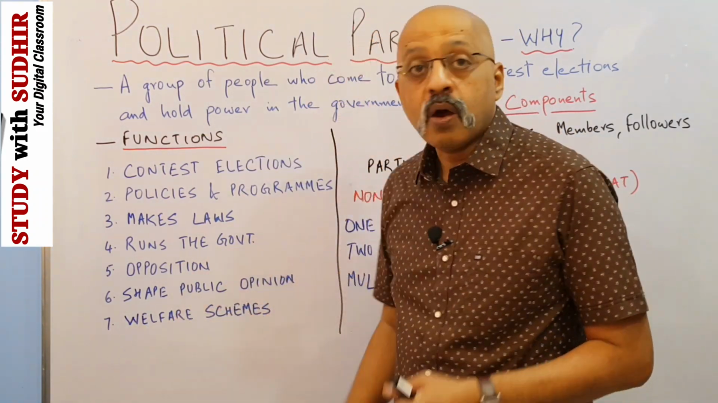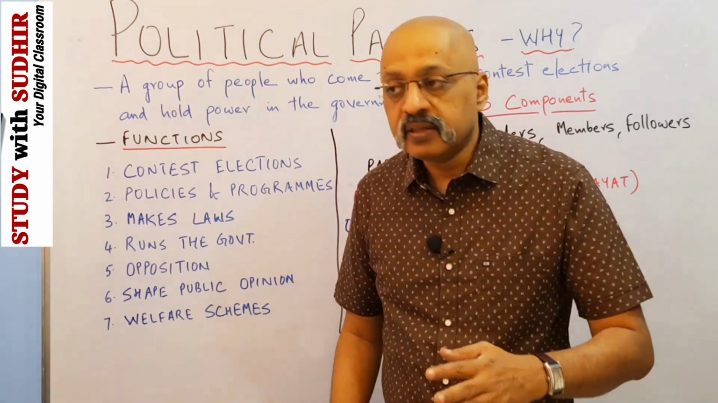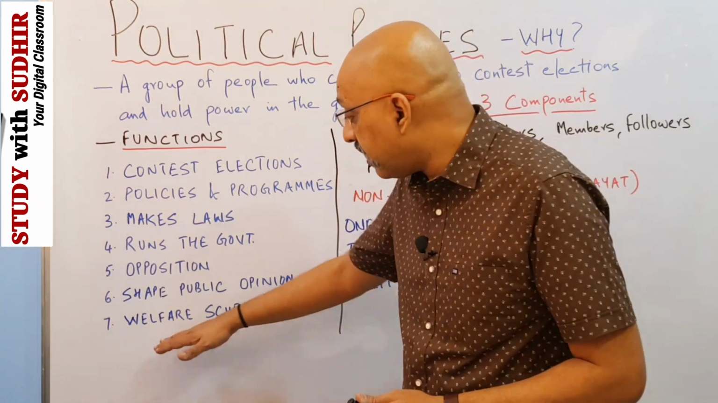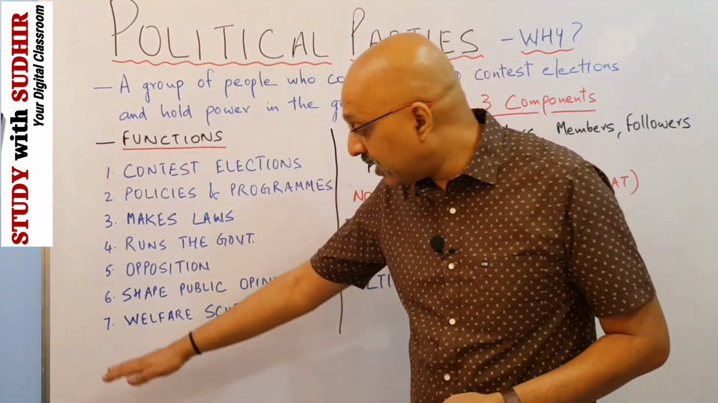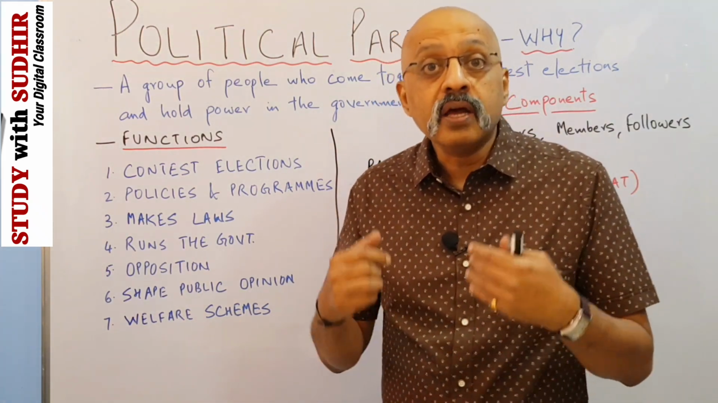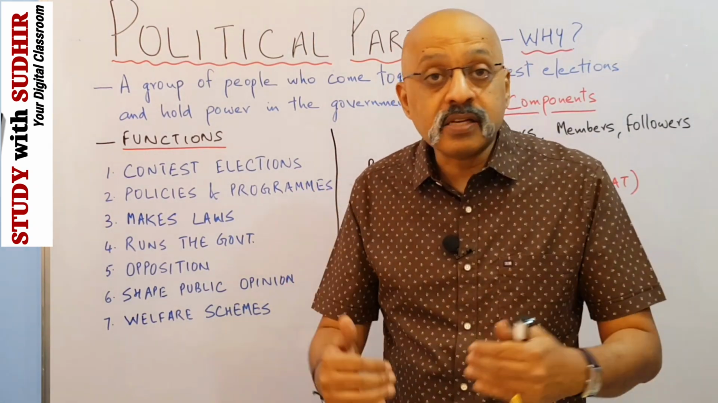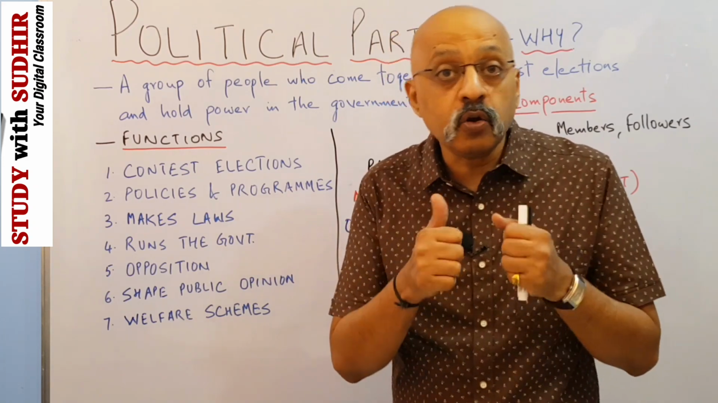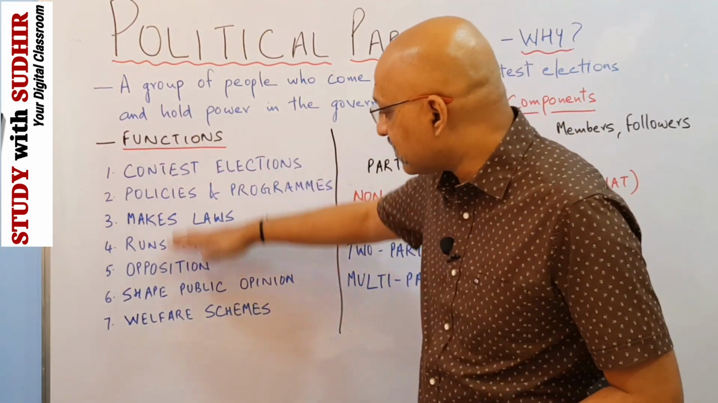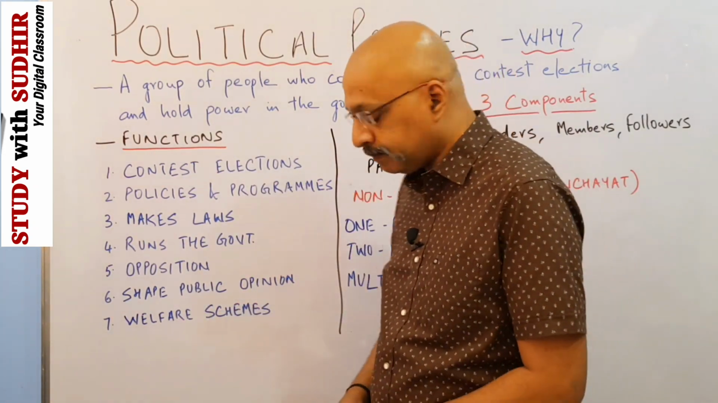The last one is welfare schemes. Now, especially when they are in government, they will ensure that whatever welfare schemes are launched by the government reach the public of the country. If they say that we will sell rice at 3 rupees a kg, they will try to ensure that the poor of the country, the below poverty line people, get access to that rice or wheat at 3 rupees a kg. So that is what is done. These are the 7 functions. I hope it's absolutely clear, nothing very complicated about it.